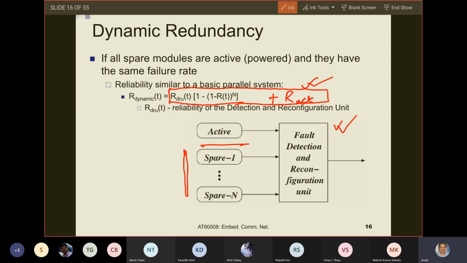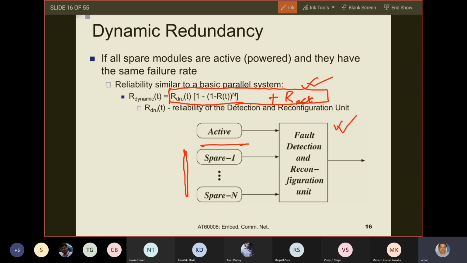Is that okay? Any questions? So that active module is sufficient alone, or should it be multiplied by RDRU, that R act?